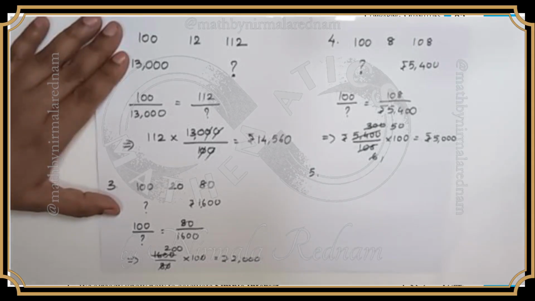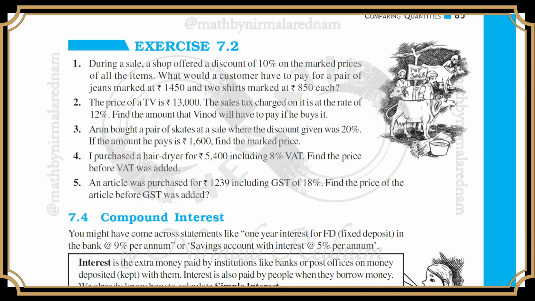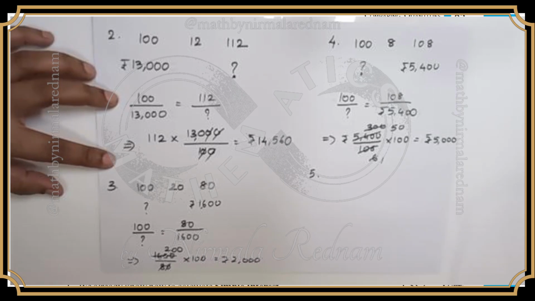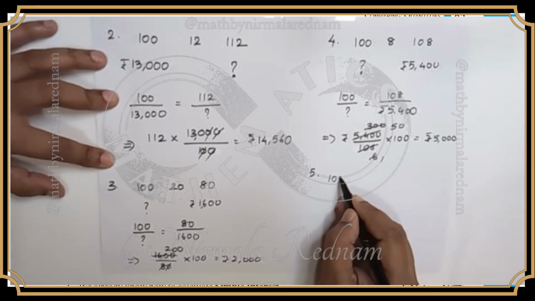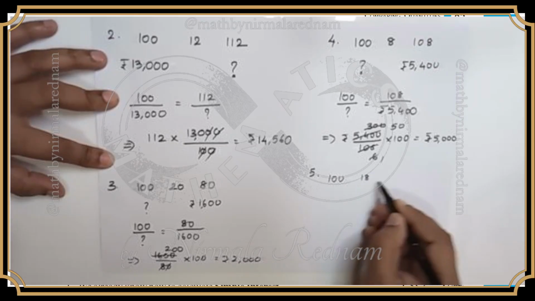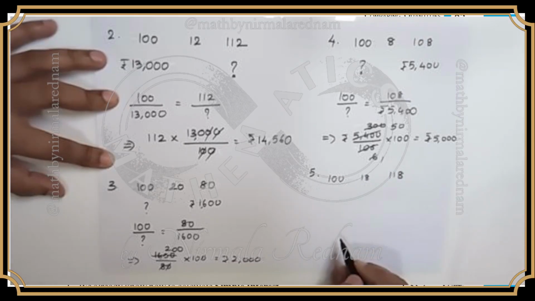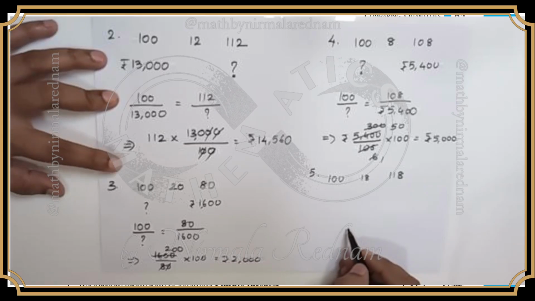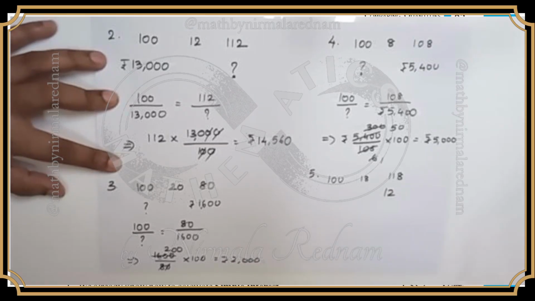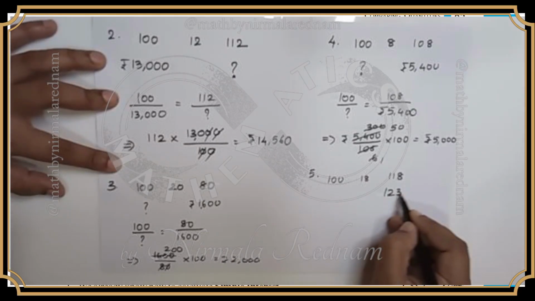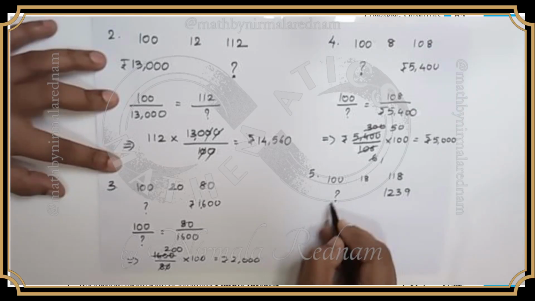Let's look at the fifth question, the last one. An article was purchased for 1239 rupees including GST. Find the price before GST was added. GST is 18%. So if the article was 100 rupees and 18 rupees is charged, 118 is what I'm going to end up paying. And how much did I pay? They have given the number as 1239. Then what is this amount?